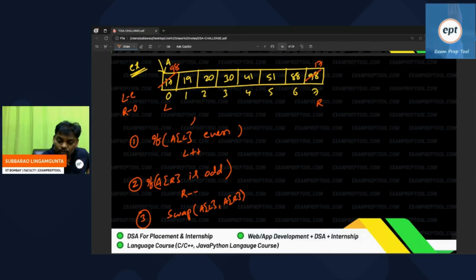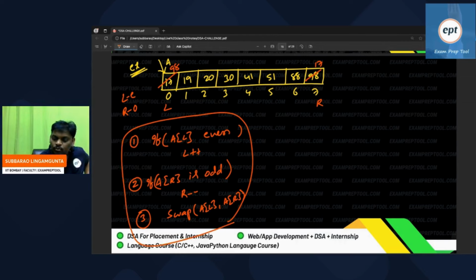But remember, this is going on inside a loop, continuing in one loop. How is that loop going on? While L is less than R. Remember, the left position is always less and the right position is always more. Left position starts from 0, right position starts from R. Every time we compare left and right, left will be smaller and right will be bigger.